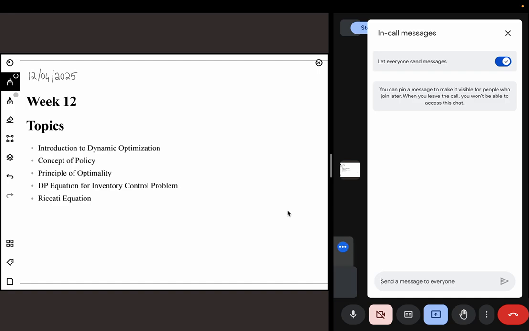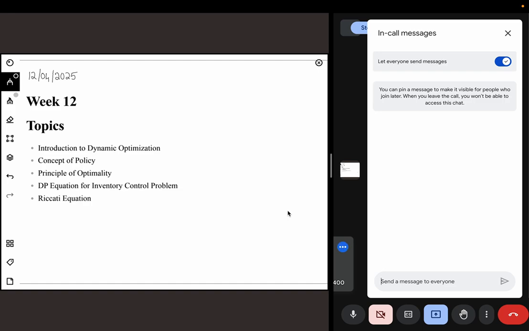So the last week of the course essentially focuses on dynamic optimization problems. We'll briefly cover the basic introduction of dynamic optimization, and then we introduce the concept of policy, what a policy is, why we need a policy, and then we will see the principle of optimality, and then the dynamic programming equation for the inventory control problem.